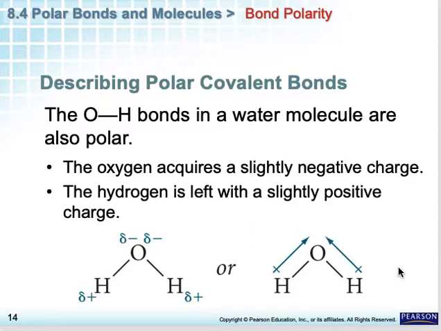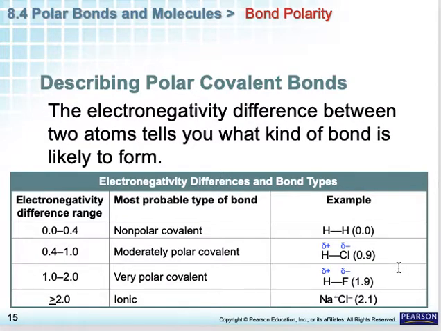Oxygen acquires a slightly negative charge. Hydrogen on the left and on the right are both slightly positive. So, we're going to classify bonds as being either polar, nonpolar, or ionic. Here you also see moderately polar. We're not going to use that. We're just going to lump the moderately polar with very polar.